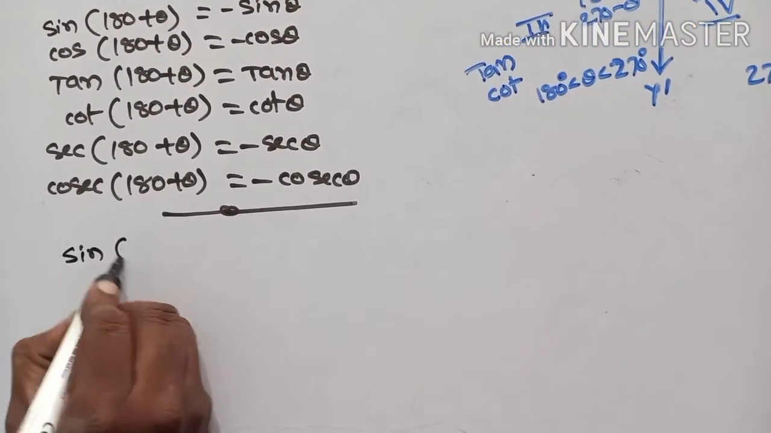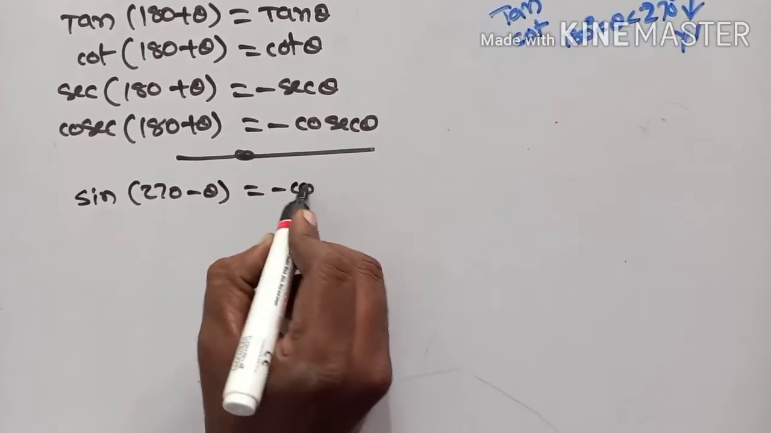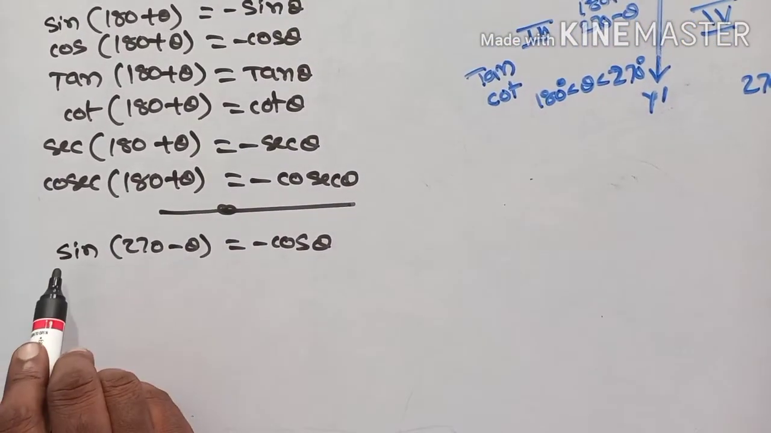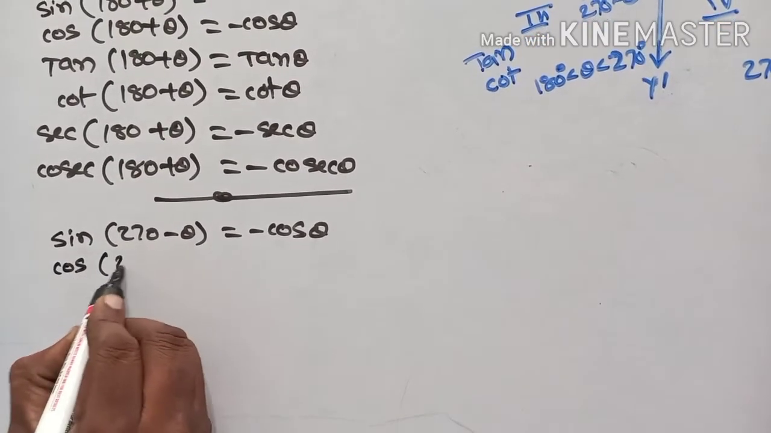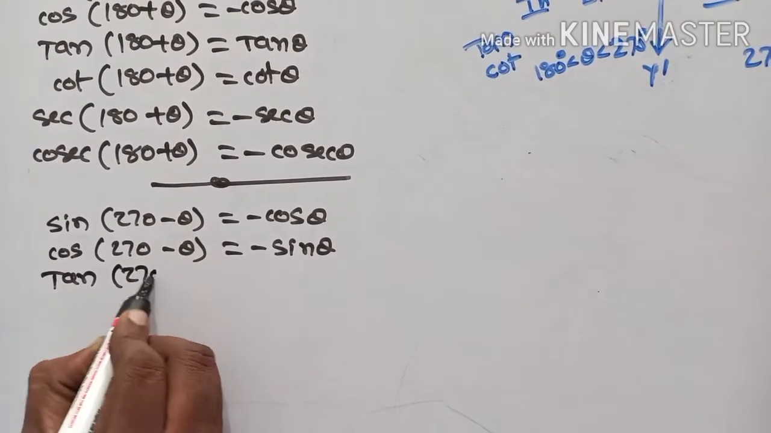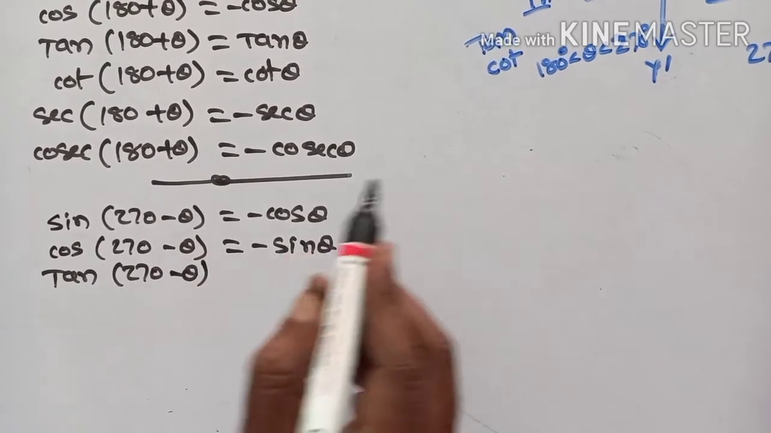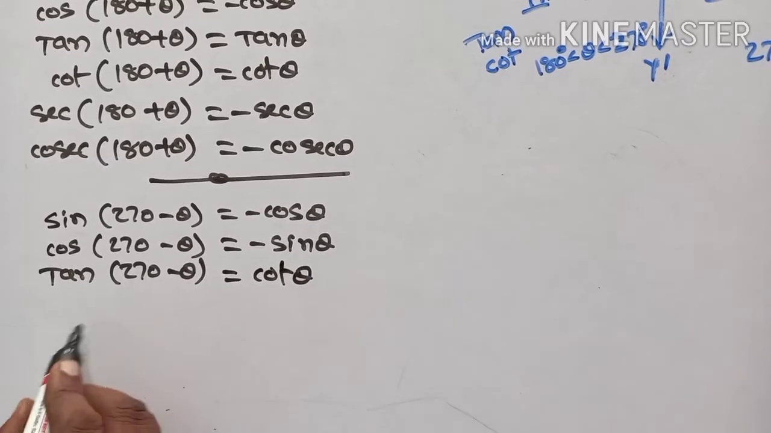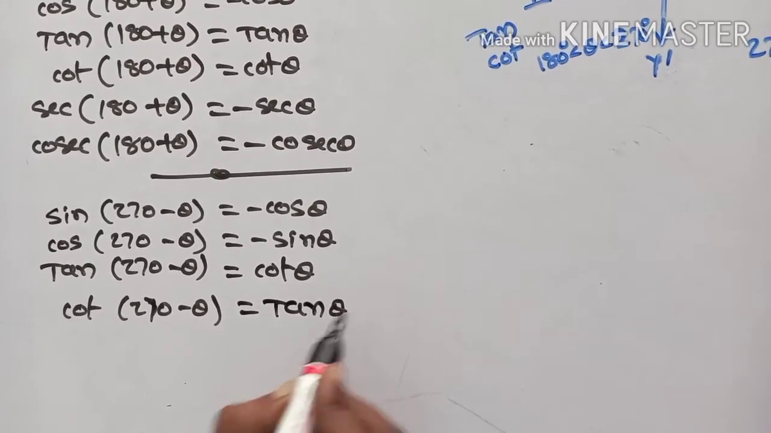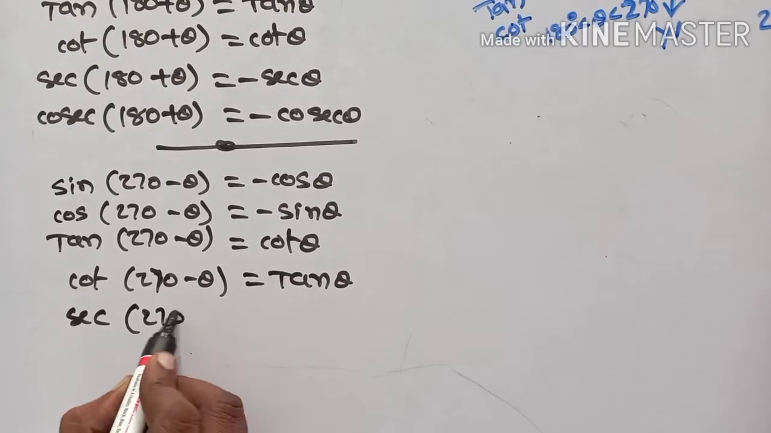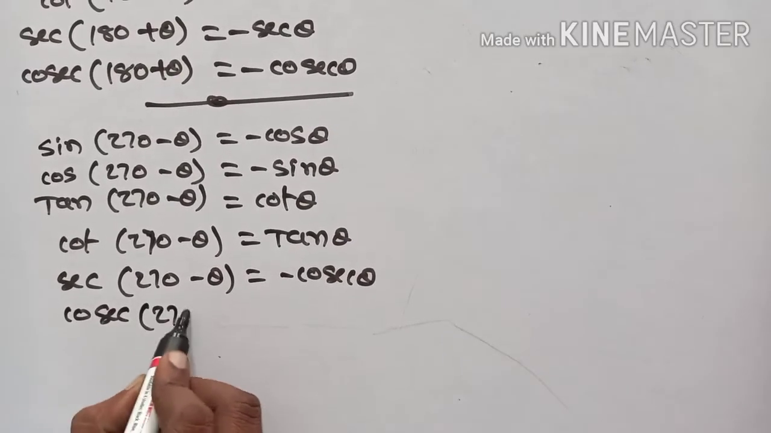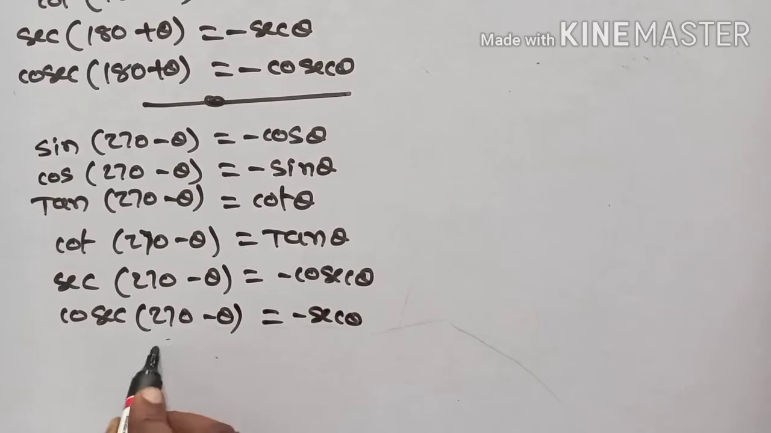Sin 270 minus theta is minus cos theta, since sin 270 minus theta is in the third quadrant, negative. With 270, sin is changed. Cos 270 minus theta is minus sin theta. Tan 270 minus theta is in the third quadrant, positive, so cot theta. Cot 270 minus theta is tan theta. Sec 270 minus theta is minus cosec theta. Cosec 270 minus theta is minus sec theta. That's enough.